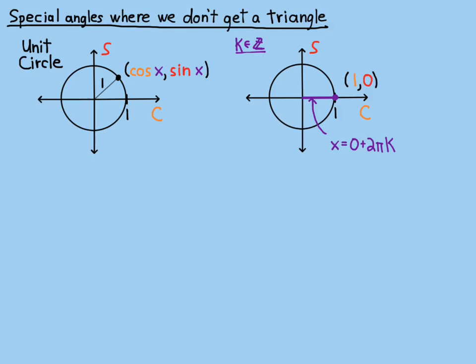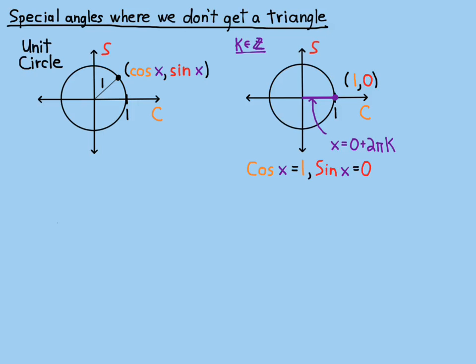So as long as the terminal side is there on the positive x-axis, you look at the coordinate of that point on the unit circle. It's going to be (1, 0), and that means cosine of x is 1 and sine of x is 0. It's that simple. Okay, cosine x is 1.